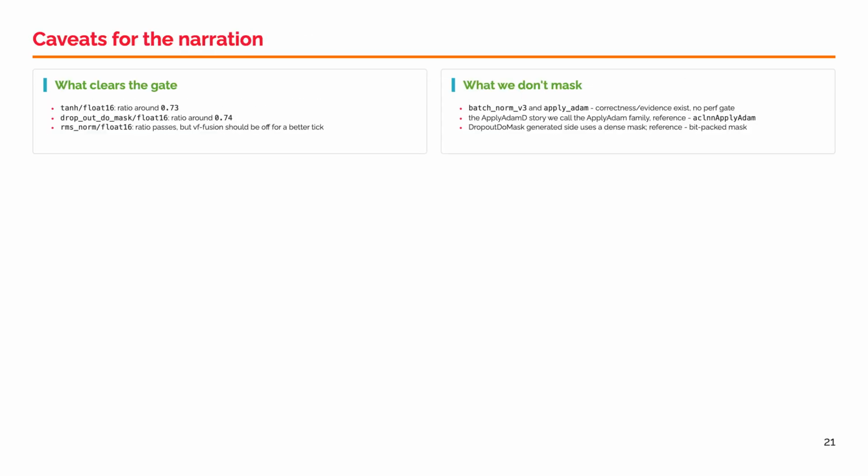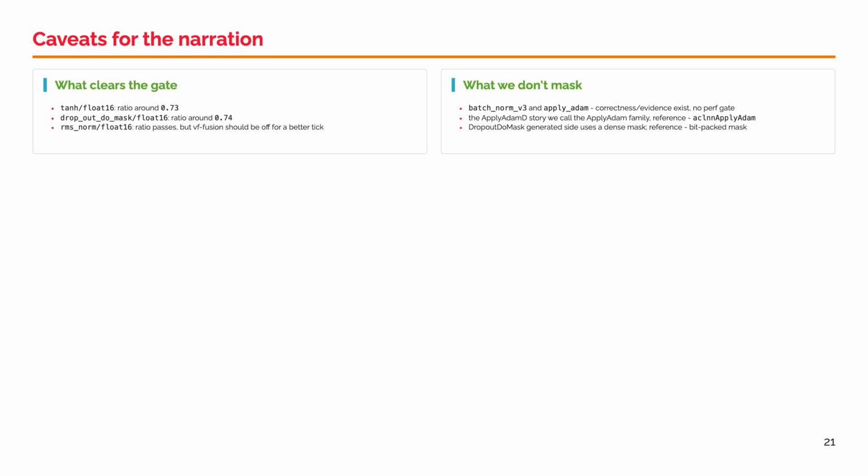Before closing, 3 caveats should be explicit. First, apply Adam D. In this video we call it the apply Adam family. The reference pass uses the canonical ACLNN apply Adam reference. We do not present it as pure apply Adam D against ACLNN apply Adam D. Second, dropout do mask. The generated side uses a dense mask, while canonical ACLNN dropout do mask uses a bit-packed uint8 mask and unpacks it on chip. The ratio passes, but the comparison is not perfectly apples to apples.